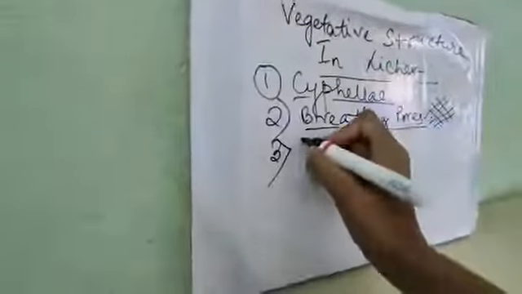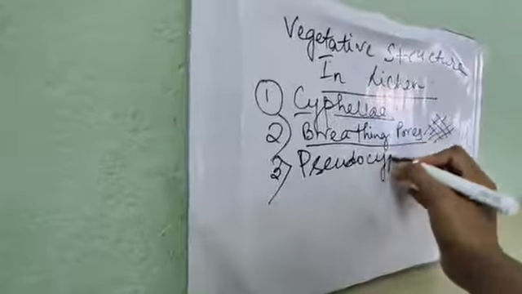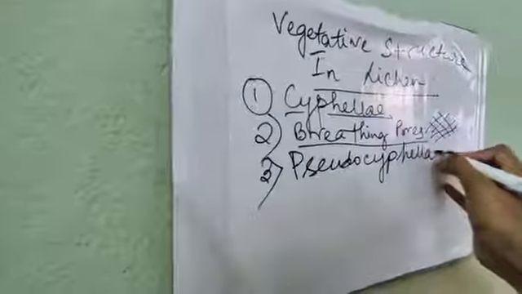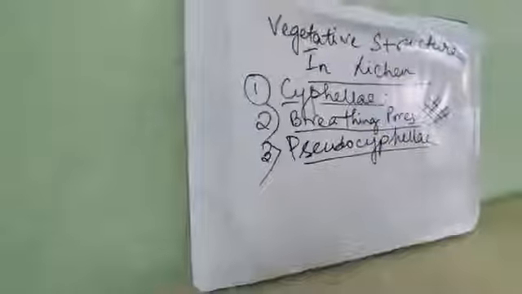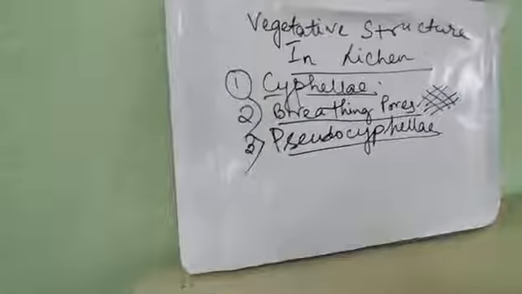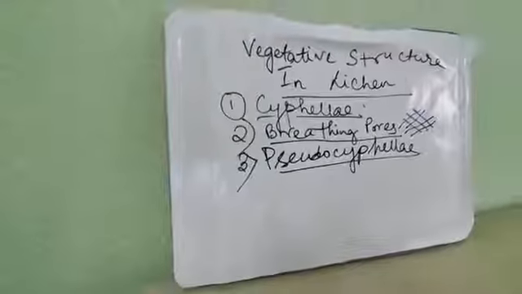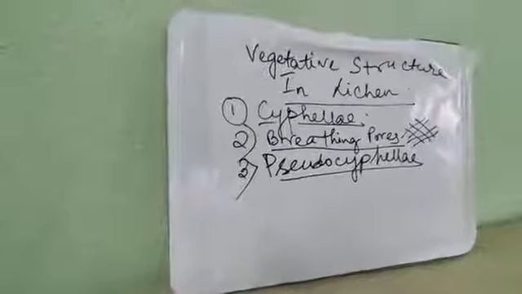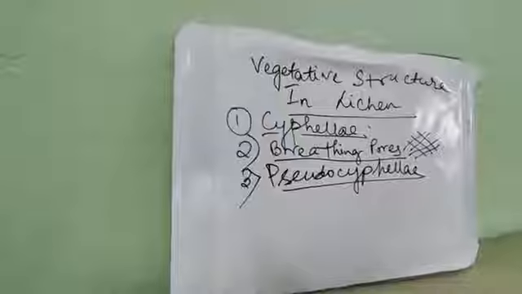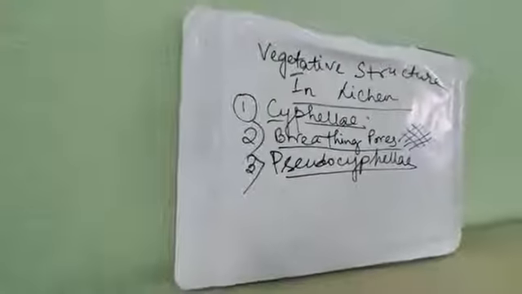Number 3 is pseudocyphalae. Pseudo means false. So what is this pseudocyphalae? These are simple, smaller, less differentiated patches, or you can say irregular cracks, occurring on the lower cortical region with some medullary tissues. So these are the pseudocyphalae.